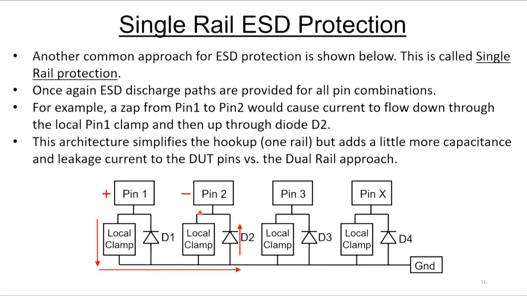Now this architecture simplifies the hookup. Now you only have one rail you have to run all the way around the chip. However, it adds a little more capacitance to the pins because now you have this local clamp. It's not just these small diodes anymore. And you don't get any kind of leakage current cancellation. All the leakage current is in one direction. So there are some disadvantages and some advantages to this protection scheme. Both of these schemes are in use. It depends on the product.